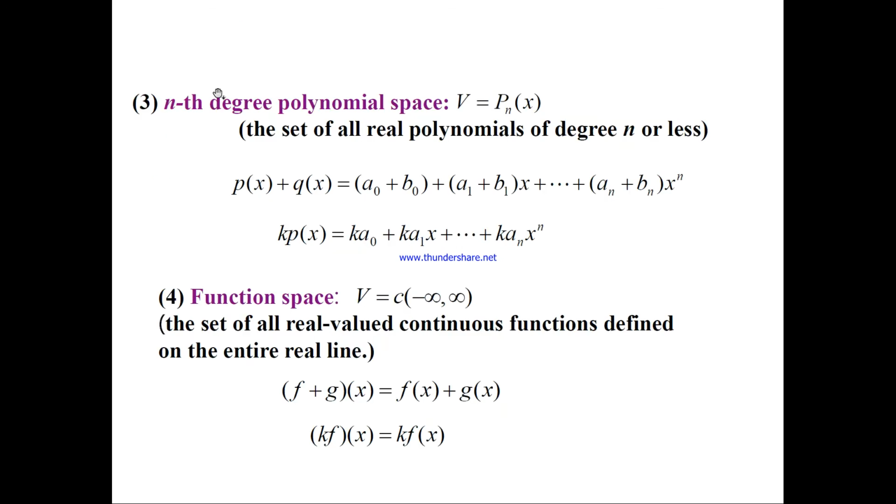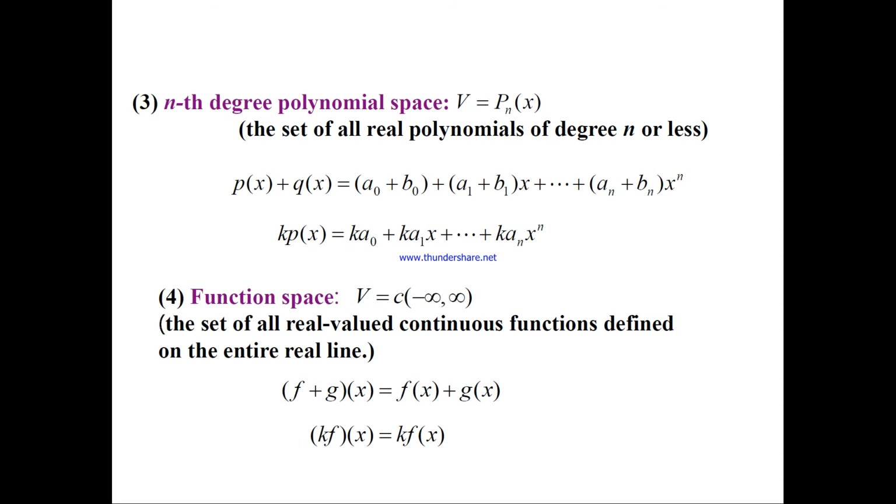Then we have another example: the nth degree polynomial space. The set of equations like x squared plus x plus 2 all come under the nth degree polynomial space. If I have two different polynomials, p of x and q of x, then when I add the two polynomials, the coefficients of those polynomials get added up.